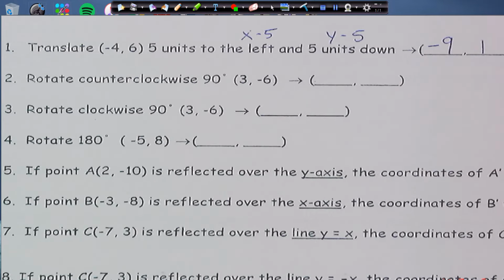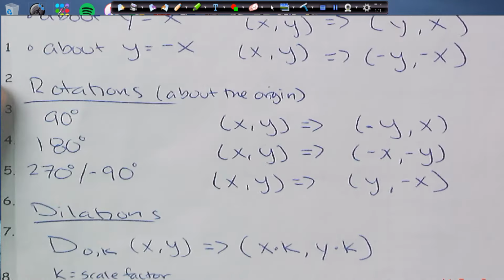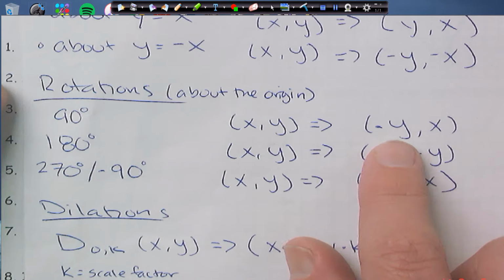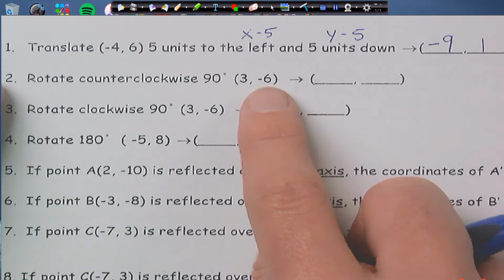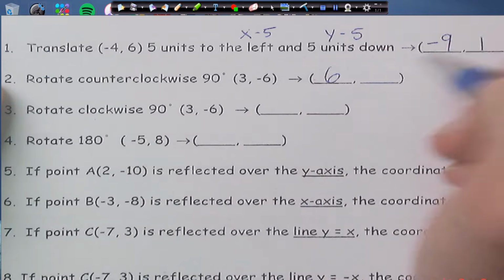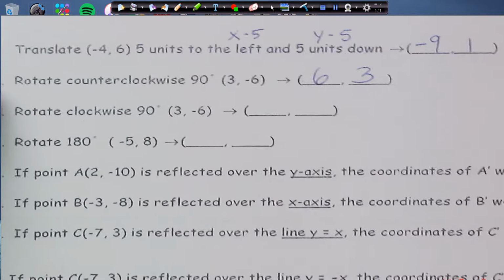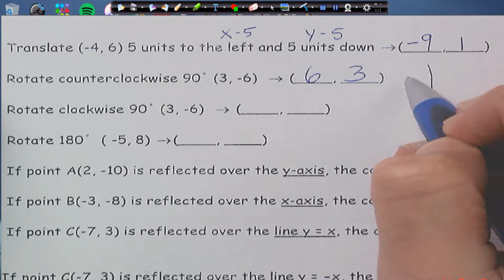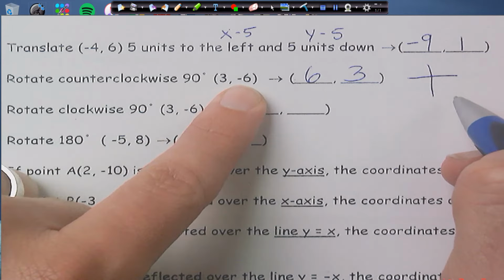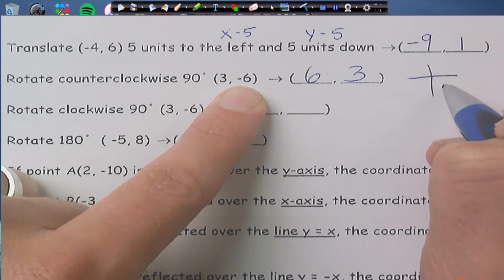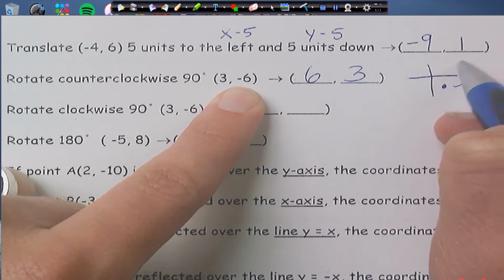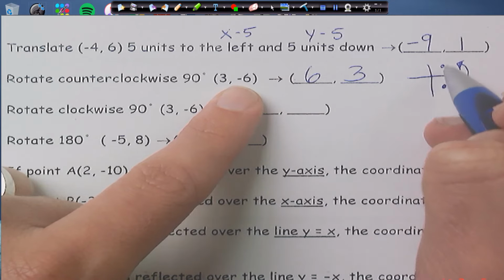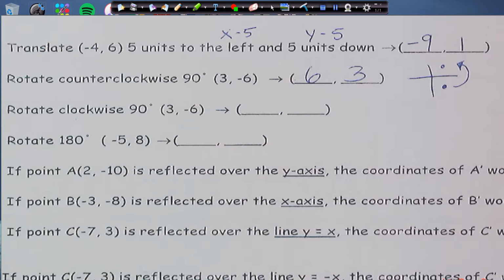Rotate counterclockwise. We can use our rule if you know it. So counterclockwise would be a positive 90-degree rotation. So the back number is going to become positive, or change sign, and the x will stay the same. So this negative 6 is going to come to the front and become positive. The 3 is going to go to the back. We can always check this too with a quick little graph sketch. 3, negative 6 would be in my fourth quadrant, where x is positive and y is negative. And rotating counterclockwise is going to rotate me this direction, so I should be up here. And notice this is in the positive quadrant, thus we get 6, 3.